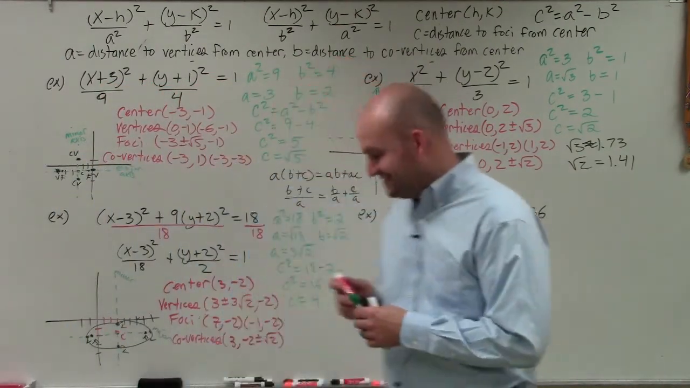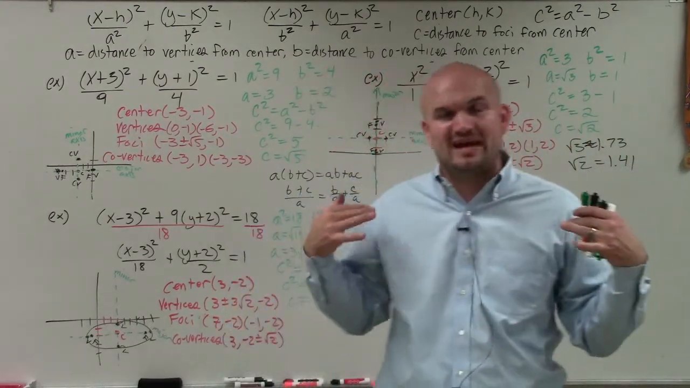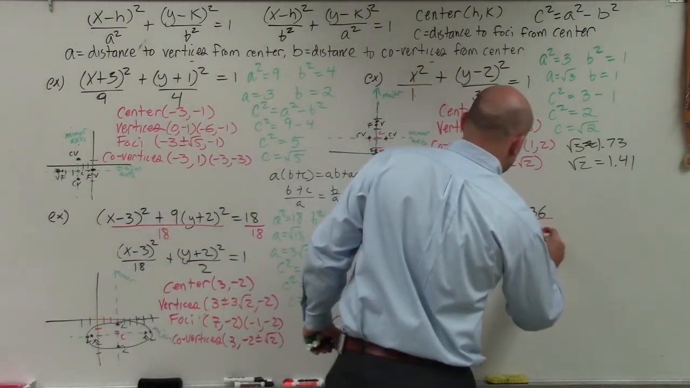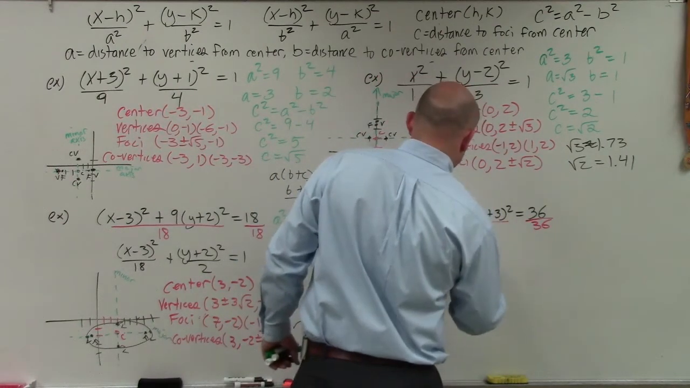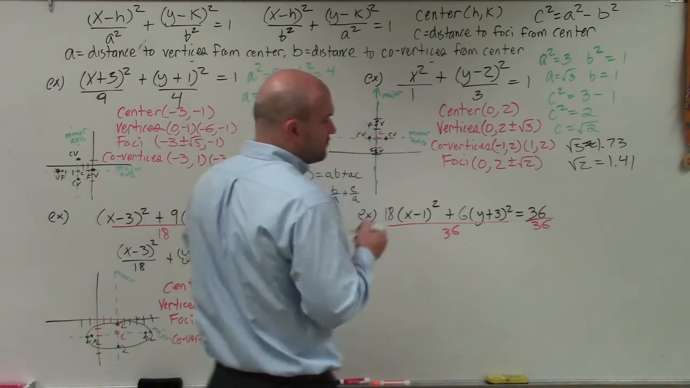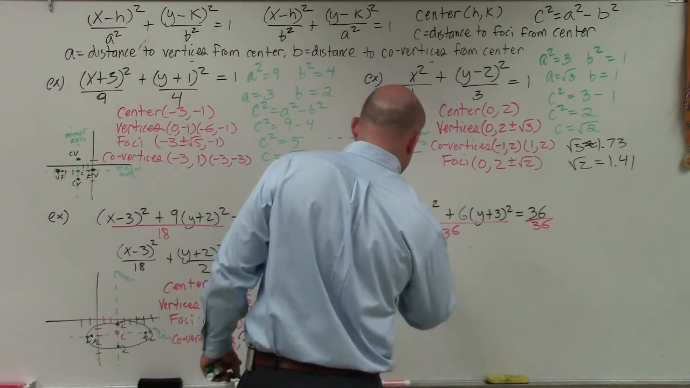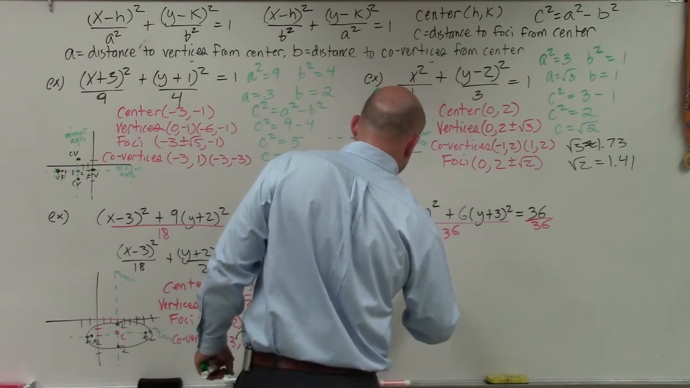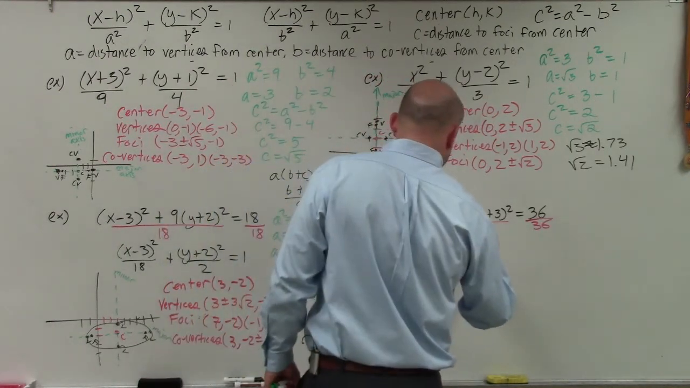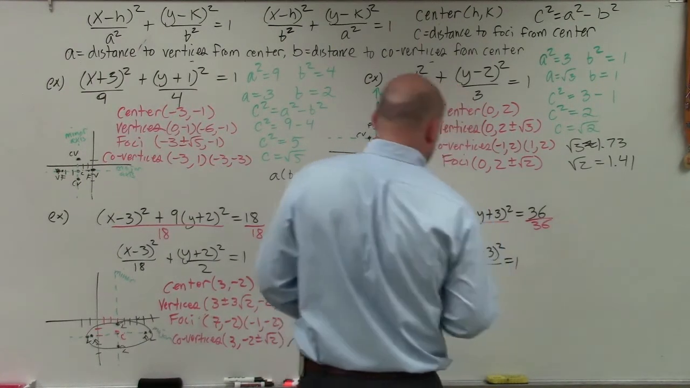Almost there. All right, last example, we're going to do the exact same thing. It's not set equal to 1. To determine all of our information, we have to have our ellipse set equal to 1. So I'm going to divide by 36 on both sides. When I simplify this fraction, 18 over 36 is 1/2. 6 over 36 is 1/6. So therefore, I can rewrite this as x minus 1 squared over 2 plus y plus 3 squared over 6 equals 1.